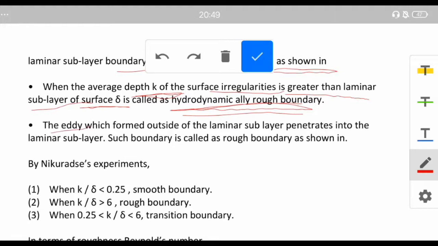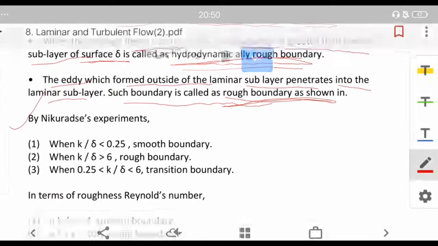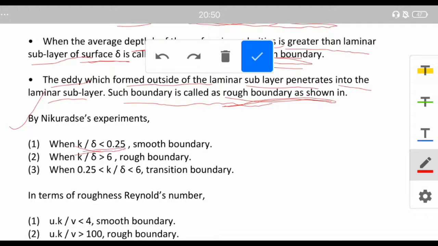The eddy which formed outside of the laminar sublayer penetrates into the laminar sublayer. Such a boundary is called a rough boundary, as shown in the figure. So Nikuradse did some experiments: if K upon delta, that is the ratio of the average height of the irregularities and delta, our laminar sublayer height, is less than 0.25, then it will be a smooth boundary, and if K upon delta is greater than 6, then it will be a rough boundary, and if it is in between, then it will be a transition boundary.